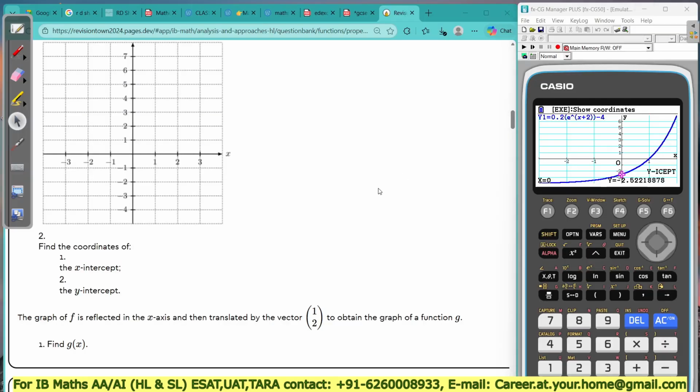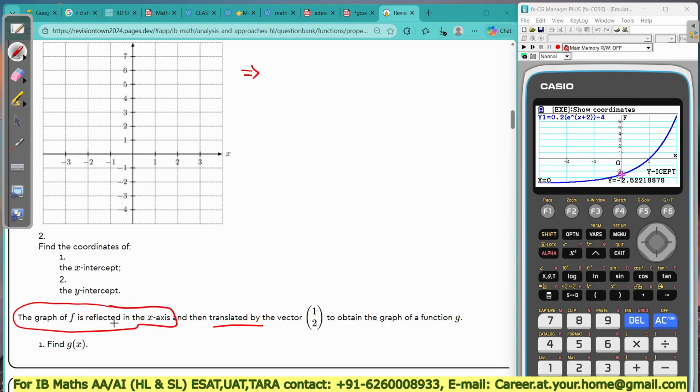Would it be minus 0.2 e to the power of x plus 1, minus 2? Can you explain your approach? For the vector (1, 2), that means it's moving up by 2. Wait. Before translating the vector, something else has also been done, isn't it?